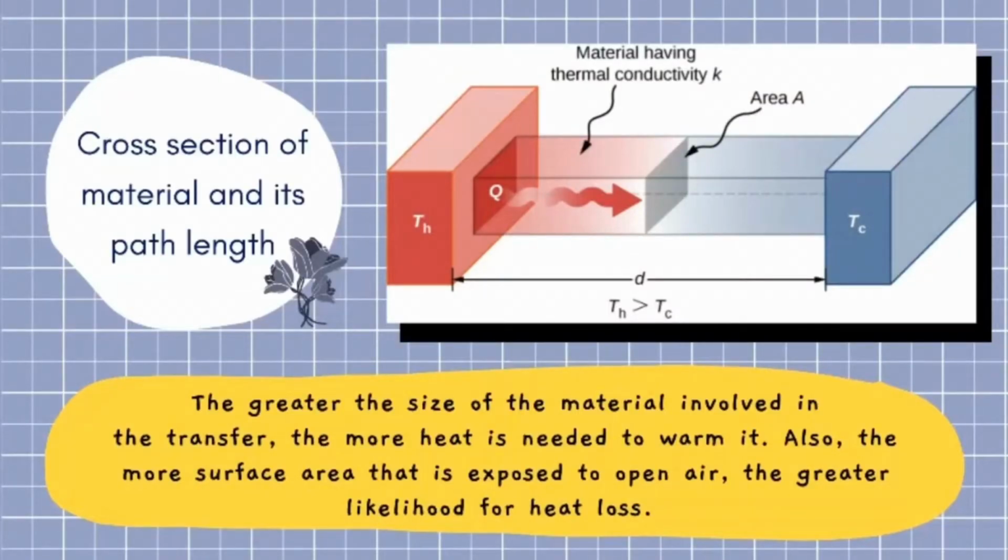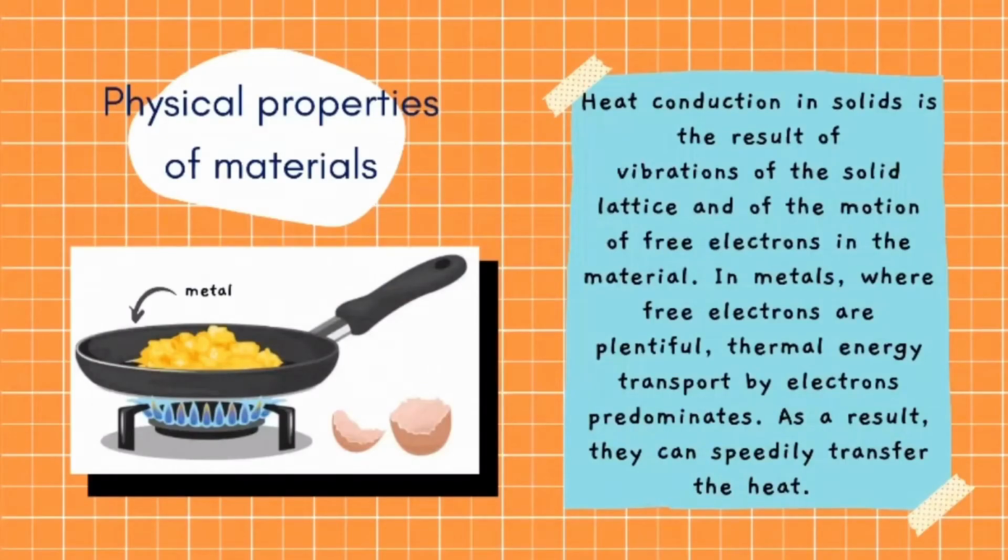Cross-section and path length are also important factors. The greater the size of the material involved in the transfer, the more heat is needed to warm it. Also, the more surface area that is exposed to open air, the greater likelihood for heat loss. So, shorter objects with a smaller cross-section are the best means of minimizing the loss of heat energy. Lastly, the physical properties of the materials involved. Basically, when it comes to conducting heat, not all substances are created equally.